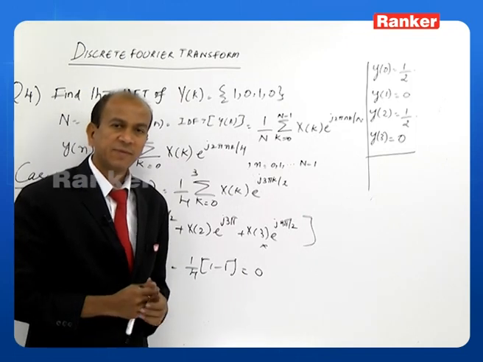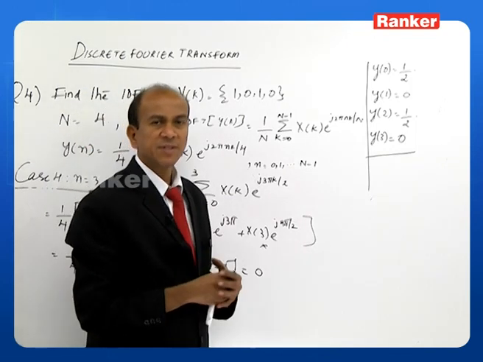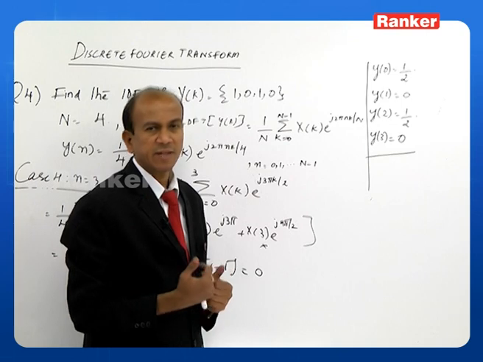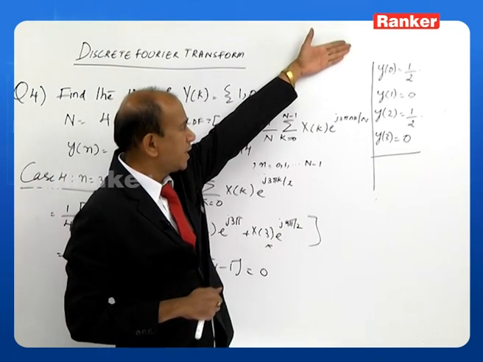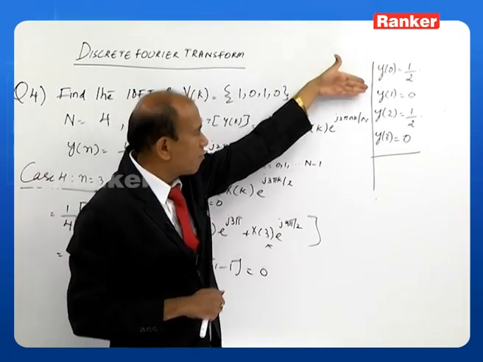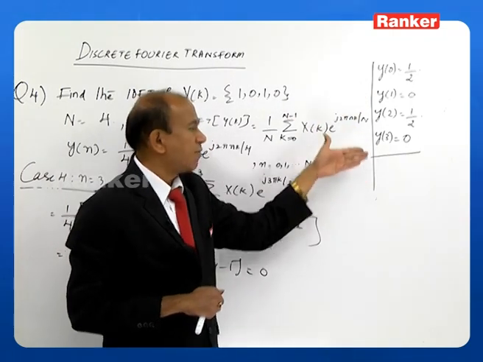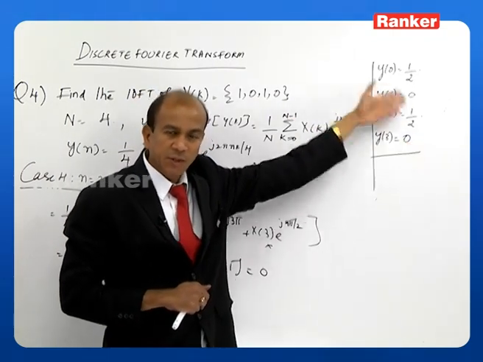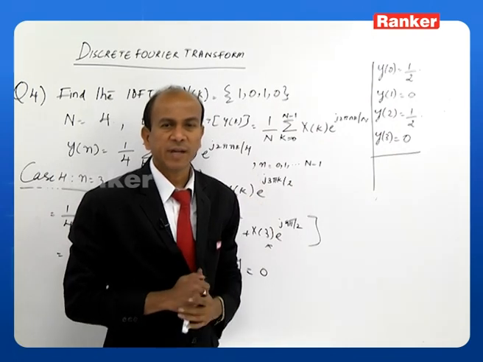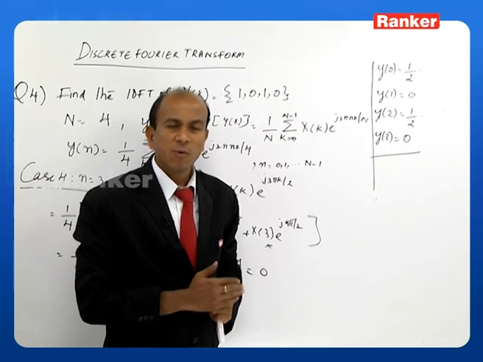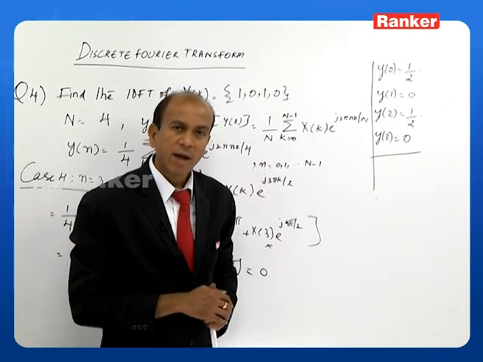So from this we have seen that we have calculated the inverse discrete Fourier transform of a given discrete Fourier transform. In that case, as you see here, y of 0 is half, y of 1 is 0, y of 2 is half, and y of 3 is 0. So this is the inverse discrete Fourier transform of a given sequence, which is in terms of y of k.